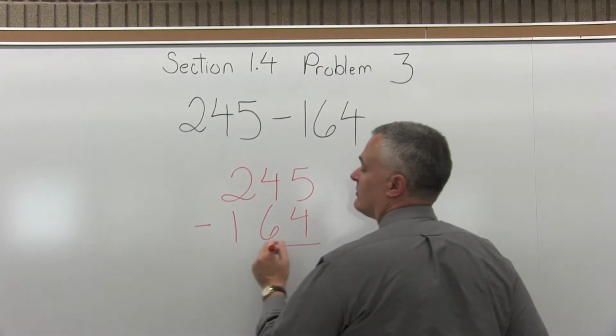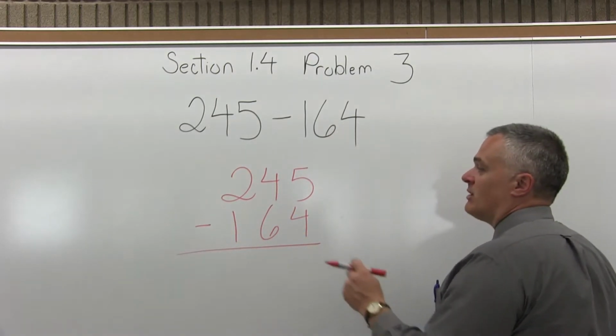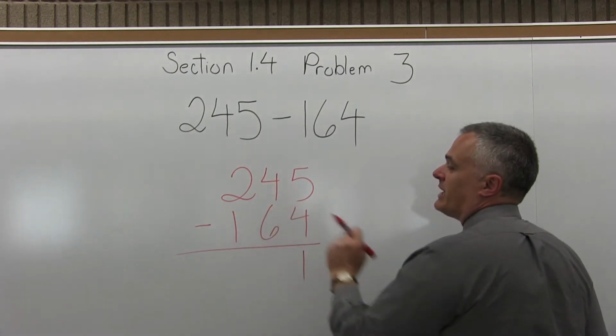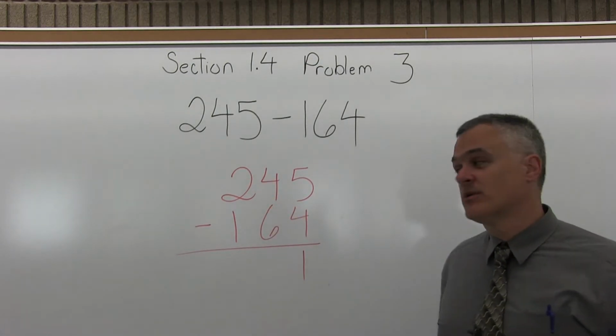minus 164 underneath. Now, the rightmost column of digits, I have 5 minus 4, which is 1. The next column of digits, 4 minus 6. So the 4 is not big enough. This is a case where we need to borrow.